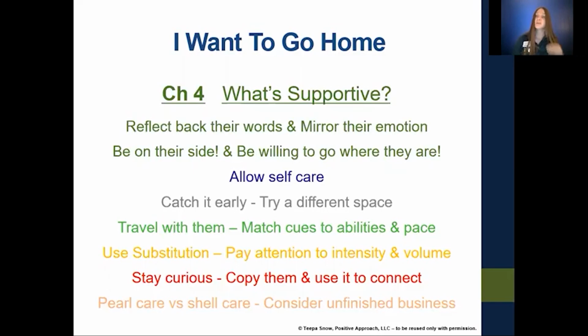We want to match their demonstrated abilities. We want to give cues that match that at a pace that matches their pace. We want to use substitution. Maybe we can be the substitute, or maybe we can find something that they're interested in, that they like or they value. We also want to pay attention to the intensity, volume, and frequency of the cues that they're giving, because that really can give us a lot of clues as well. That's important. It's also very important to stay curious, to be really curious. Copy them so that you can maybe get a sense or a clue and use that to connect, to move forward.